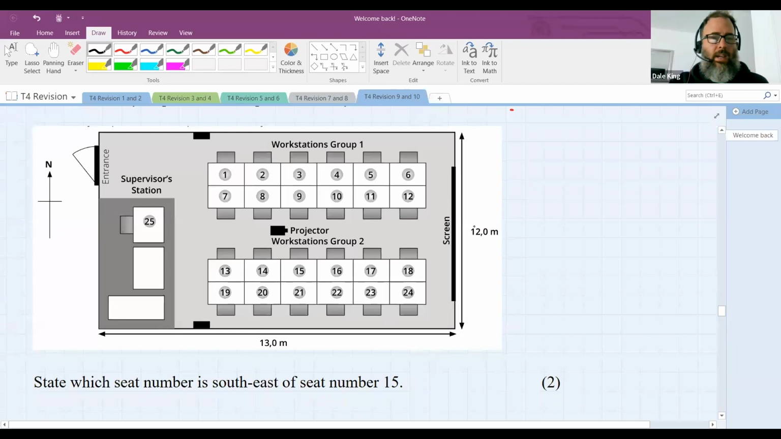Number one, nice and easy, state which seat number is southeast of seat number 15. Just state which seat number is southeast of seat number 15. You could all put that in chat. Which seat number is southeast of seat number 15? Everyone should be getting this one. Find seat number 15. Which seat is southeast of it?